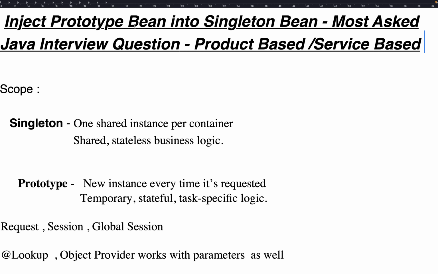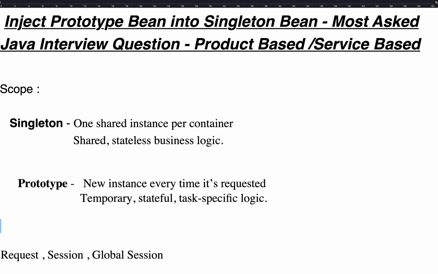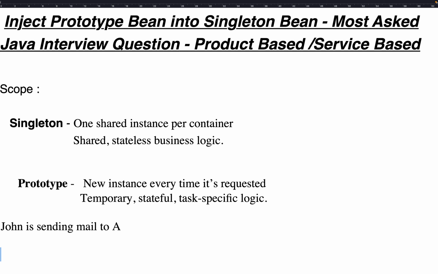And the problem arises, suppose you use only the singleton bean, and you have done the email logic where you are sending email requests, and for each email request you are getting the same bean, used multiple times. For example, John is sending mail to A, then Bob is sending to B, and both are using the singleton bean only. They haven't injected any prototype bean, and they haven't used the new keyword concept.